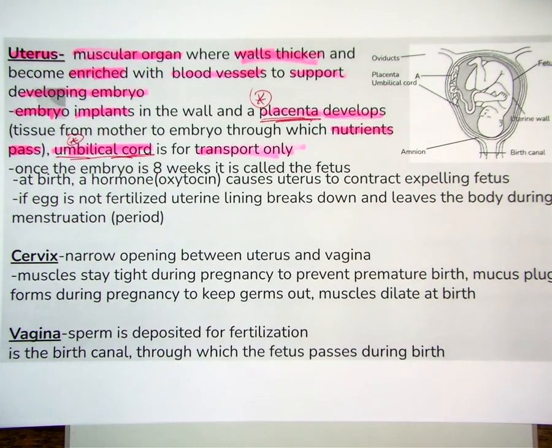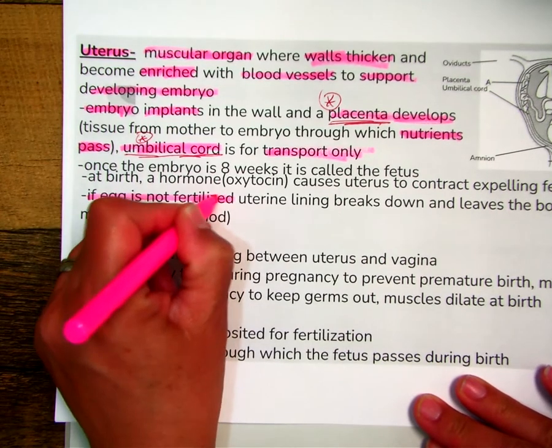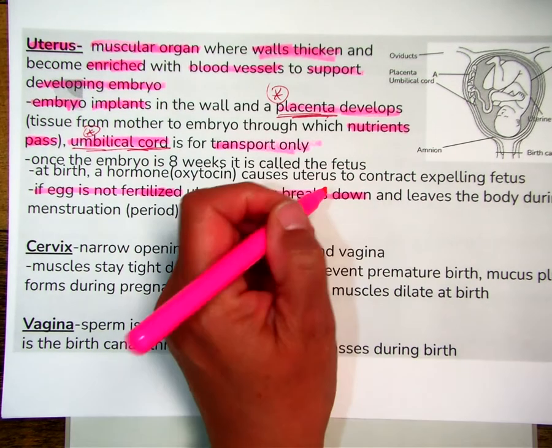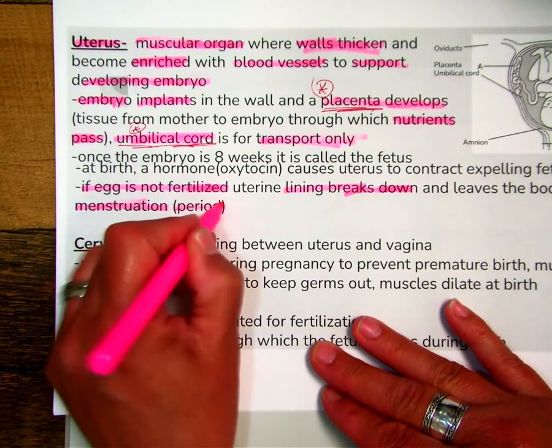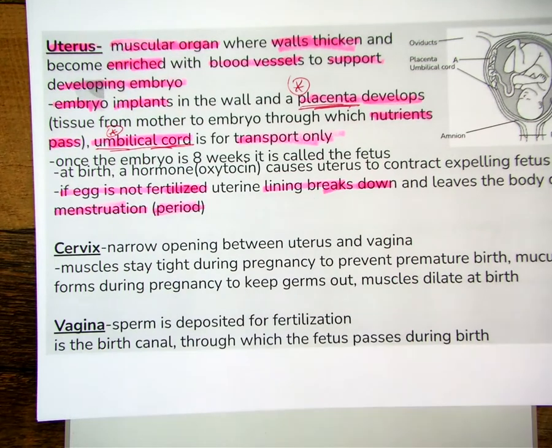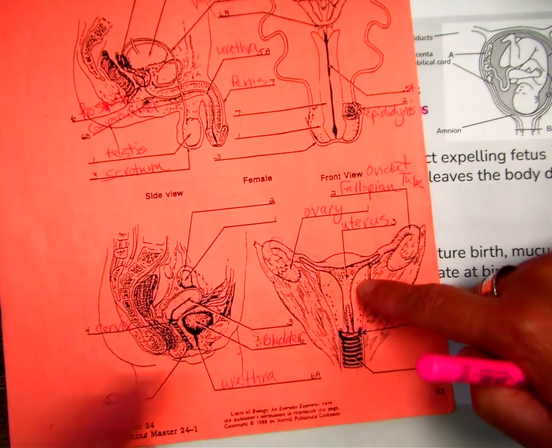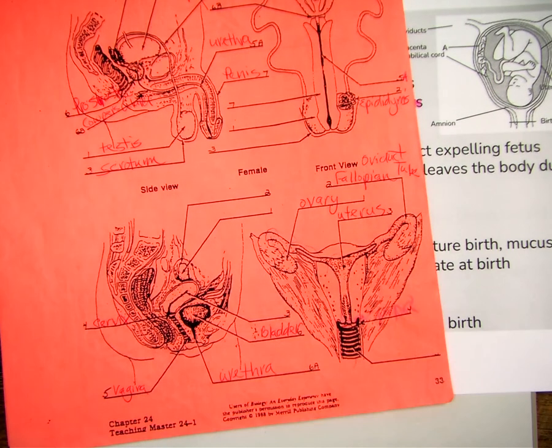If the egg is not fertilized, underline this, then the uterine lining breaks down and leaves the body. That is called a period or menstruation. So what occurs is every month when a girl has her period, this uterus wall doesn't know if that's the month an embryo is going to implant. It gets super thick and vascular, lots of blood vessels, ready to help that developing embryo.